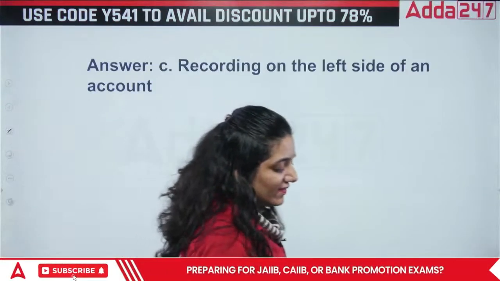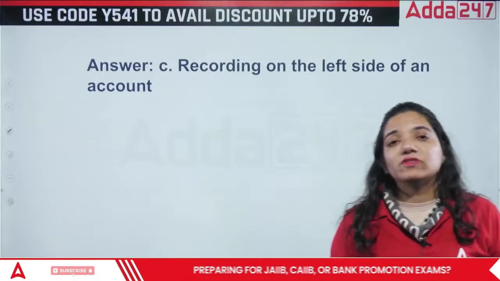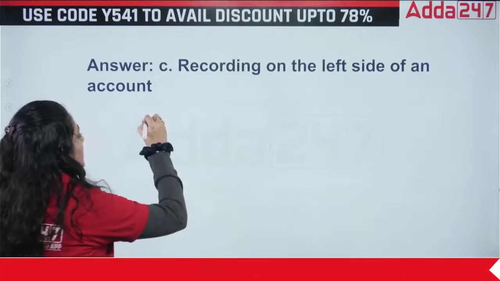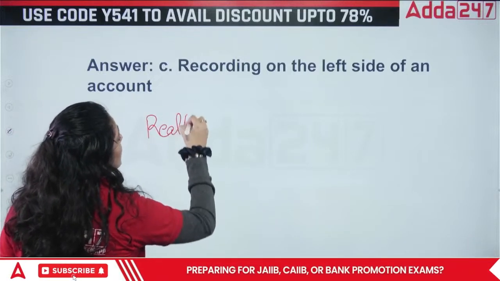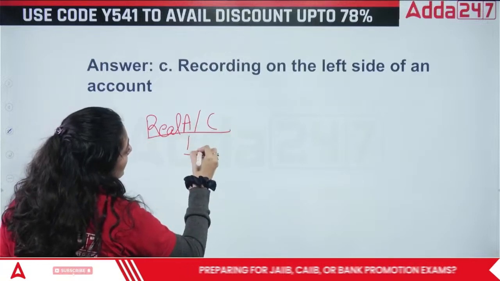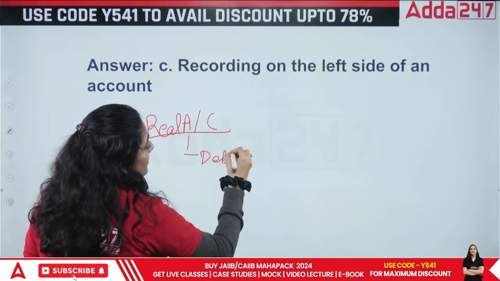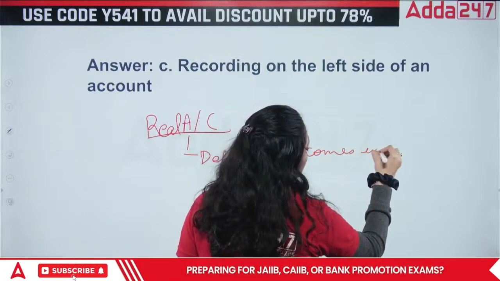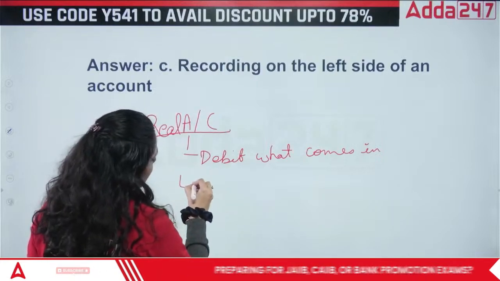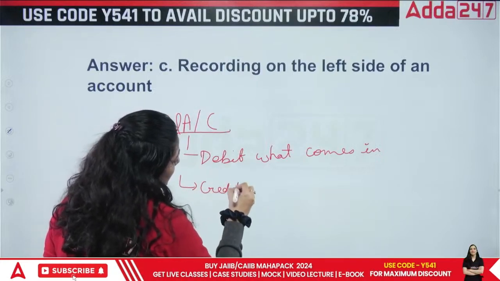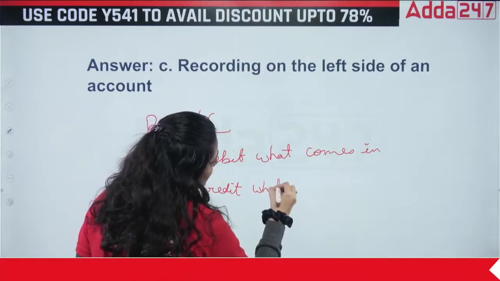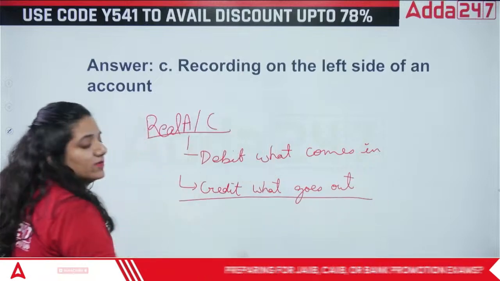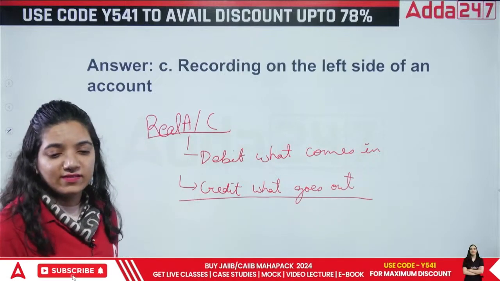Whatever money we are bringing in the business, debit what comes in, whatever goes out of the business, credit what goes out. This is the account for real. In terms of real account, the rule of debit and credit is debit what comes in and credit what goes out. This is to be considered there. Okay?